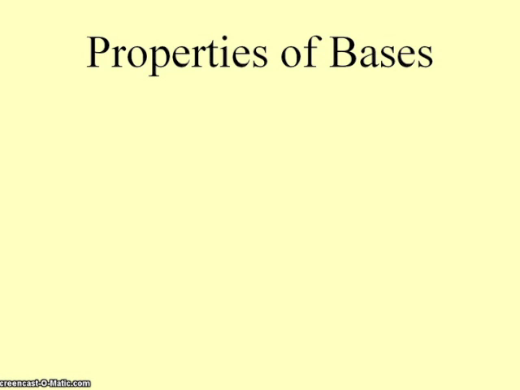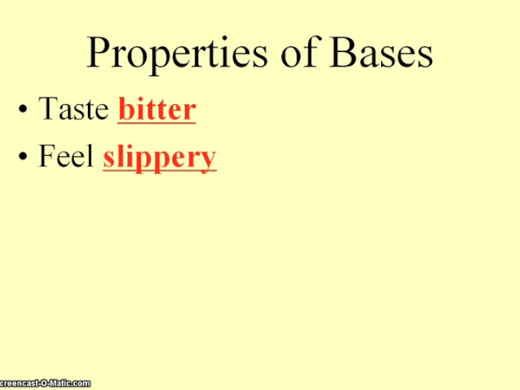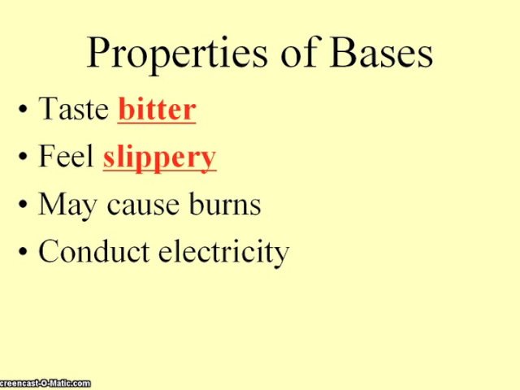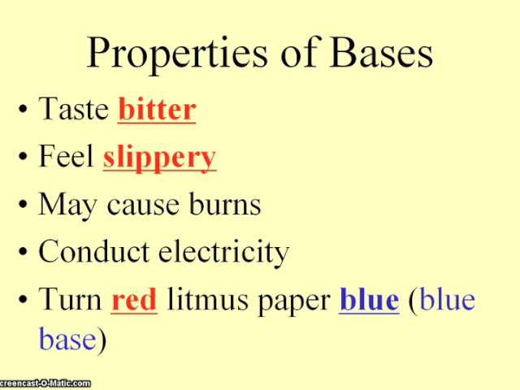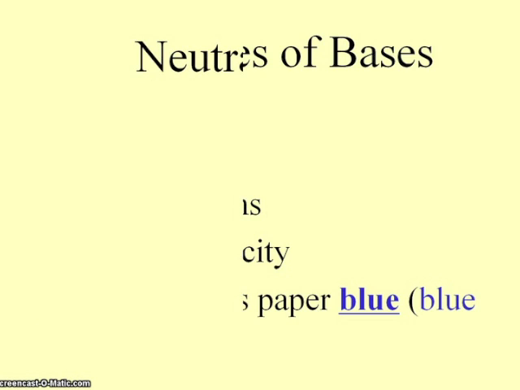So what are some properties of bases? One, they tend to taste bitter. They feel slippery. They may cause burns. They conduct electricity. They turn red litmus paper blue. So it's the opposite. You can have red litmus paper and you can have blue litmus paper. And it's a great way to check for a base.